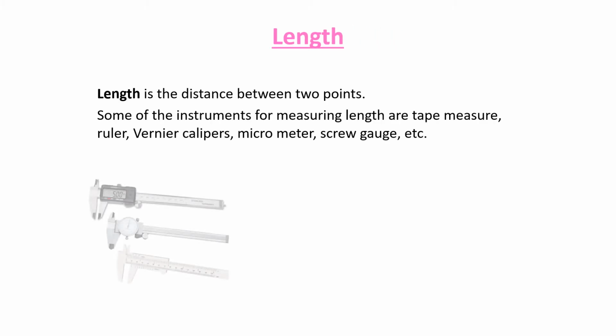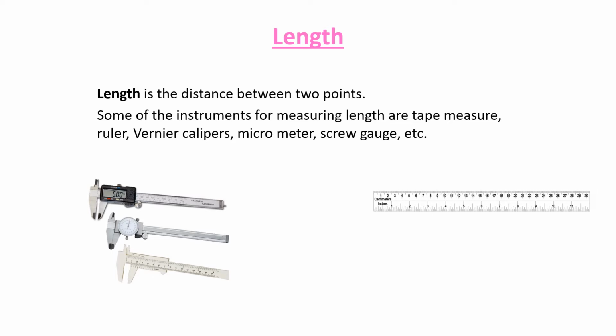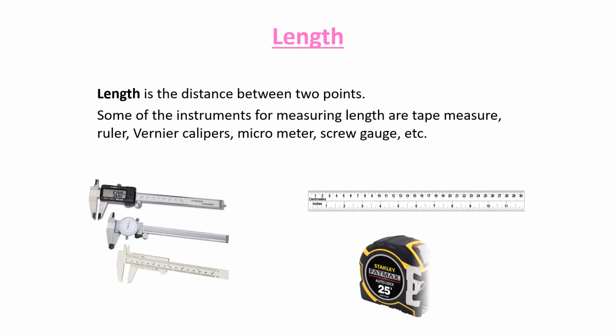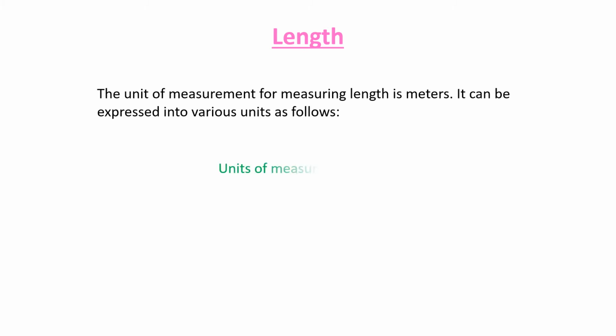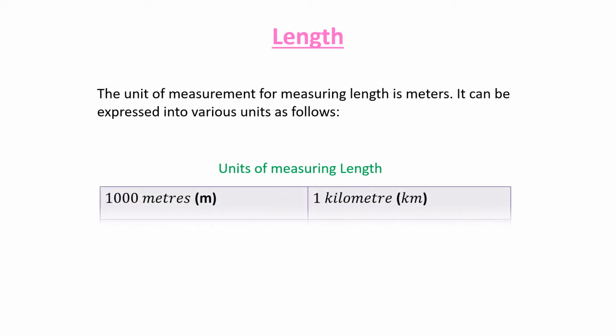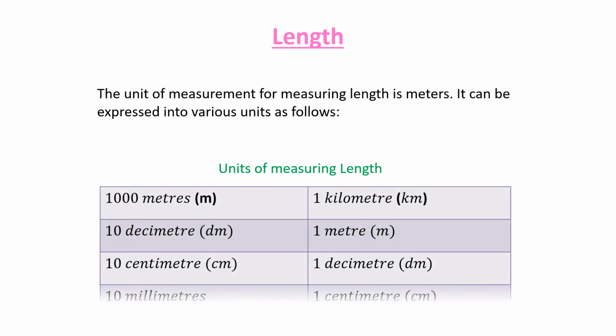Length. Length is the distance between 2 points. Some of the instruments for measuring length are tape measure, ruler, vernier calipers, micrometer screw gauge, etc. The unit of measurement for measuring length is meters. It can be expressed into various units as follows.